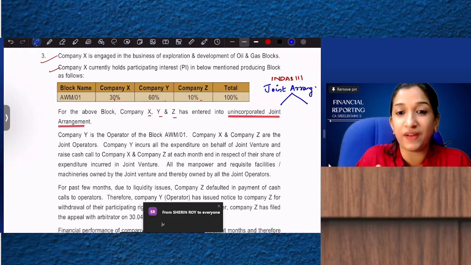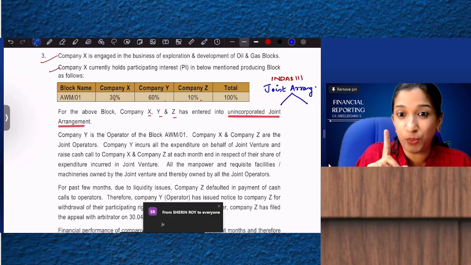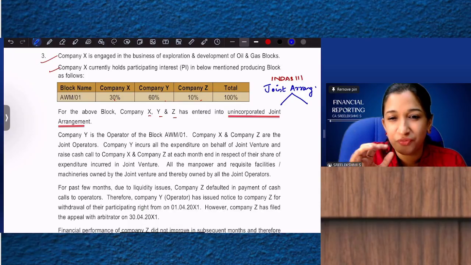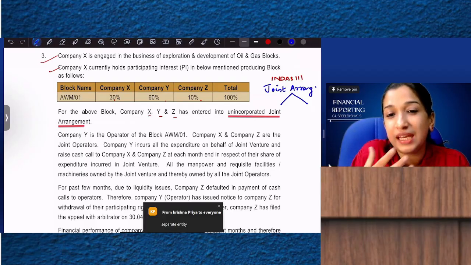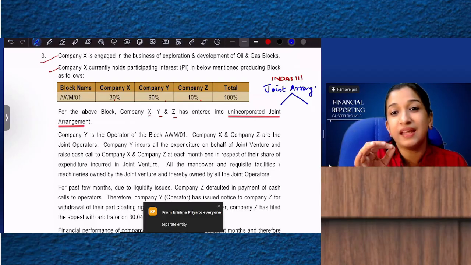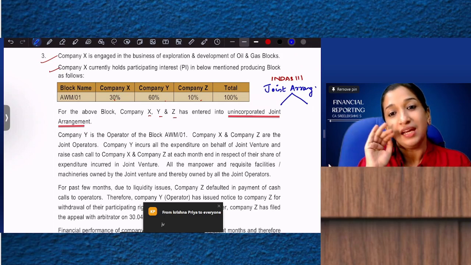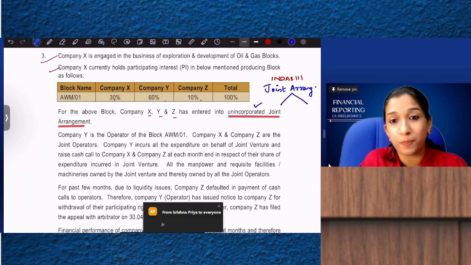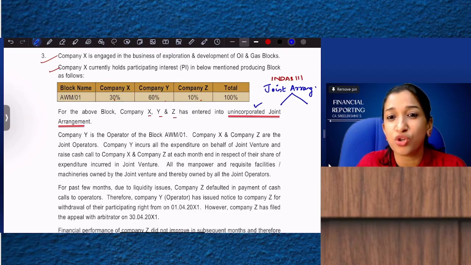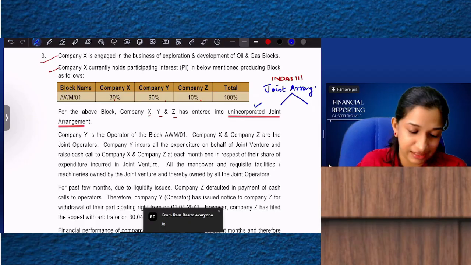How can I identify whether it is joint operation or joint venture? First point is incorporation. If you have formed a separate legal entity, then it is a joint venture. If there is no separate legal entity, it is a joint operation. So here it is given unincorporated joint arrangement. Unincorporated joint arrangement is joint operation. So you have not started a separate legal entity.